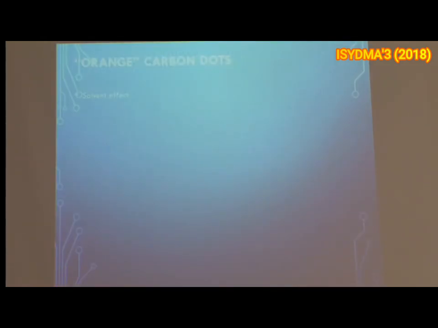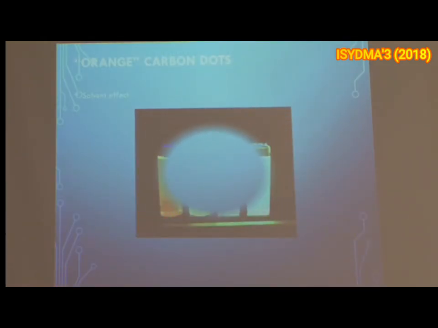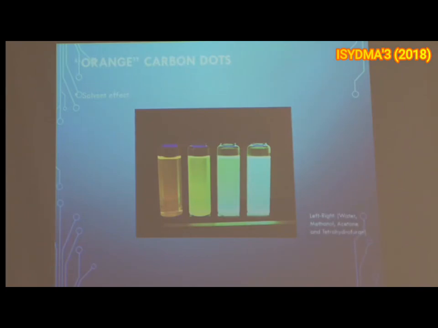So saying that, for this preparation, when we look at the carbon dust in different solvents, as you can see, depending on the solvent that we used, we have a different color, and that means we have what we call the solvatochromic effect. So using water on the left side, methanol, acetone, and on the right side, the tetrahydrofuran. So that's very, very important for the application.